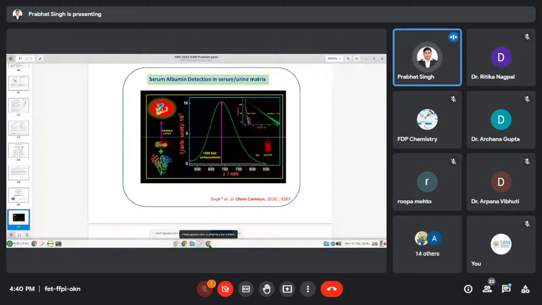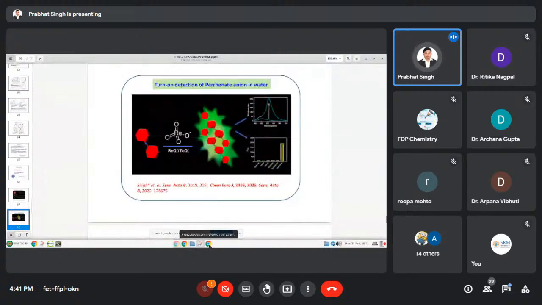And then serum albumin, I was telling in the beginning that if a very small amount of albumin protein comes up in the urine, then that's an indicator of early stages of liver and kidney related diseases, something called microalbuminuria. If you have a very sensitive probe to detect it in urine matrix, then this can work. So we developed this particular method. And then I also spoke about the perrhenate anion, which is a non-radioactive surrogate of hazardous pertechnetate. There also we took a probe with aggregation induced emission.